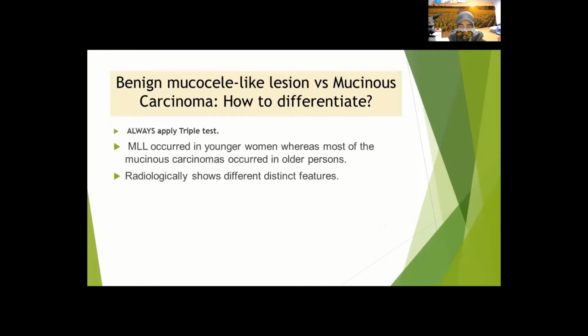So how to differentiate? As mentioned, we always need to apply the triple test or triple approach, whereby we need to have together the constellation of findings of the clinical, radiology as well as cytological findings. And usually this kind of lesion occurs in younger women as compared to mucinous carcinoma, which usually occurs in the older person. And radiologically, it shows distinct radiological features.